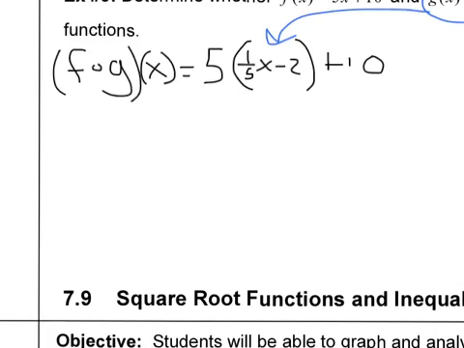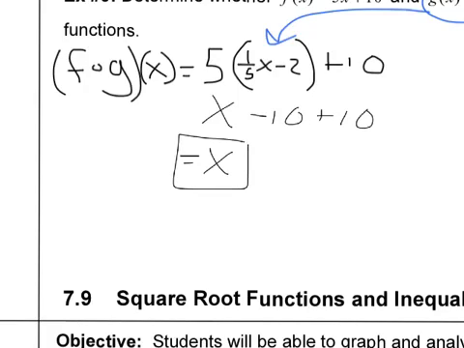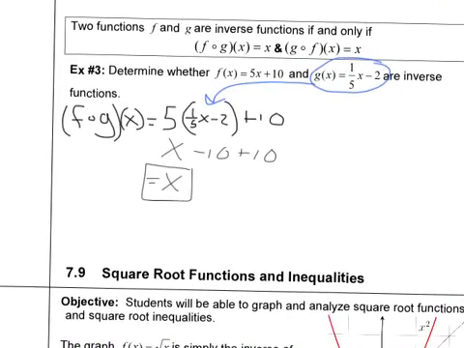Okay, so let's play with this, see what happens. 5 times 1/5, well that's just x, and 5 times negative 2 is negative 10, and I have a plus 10 out here, so then I have a negative 10 and a plus 10, so this just equals x. Look at that. That's what it should do. Now let's do the opposite. Now let's take this guy and plug it in for an x there.